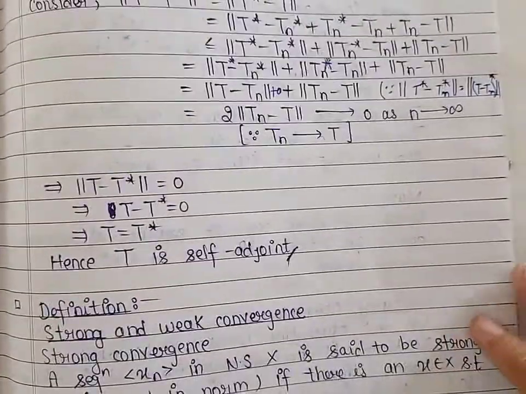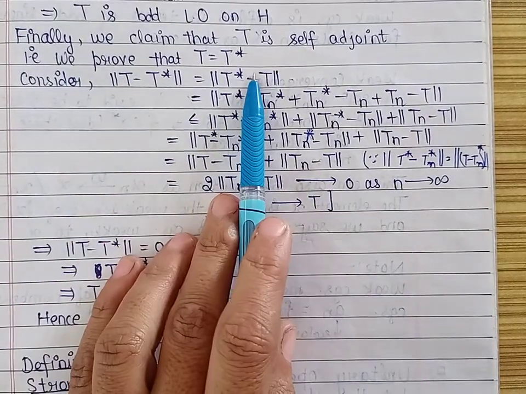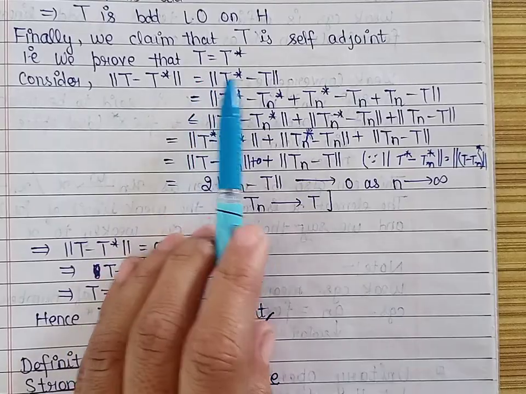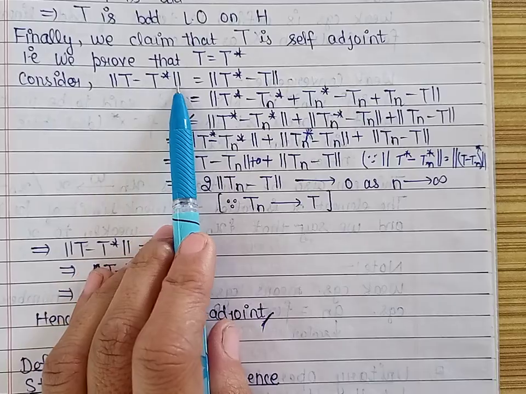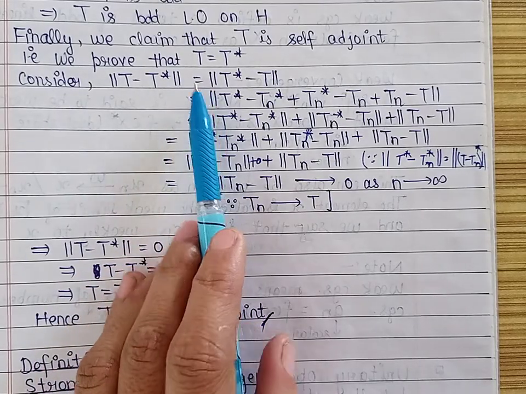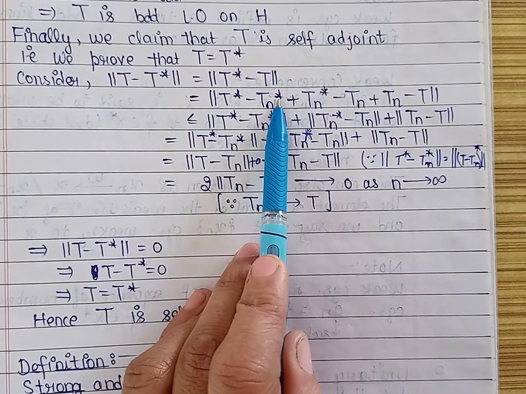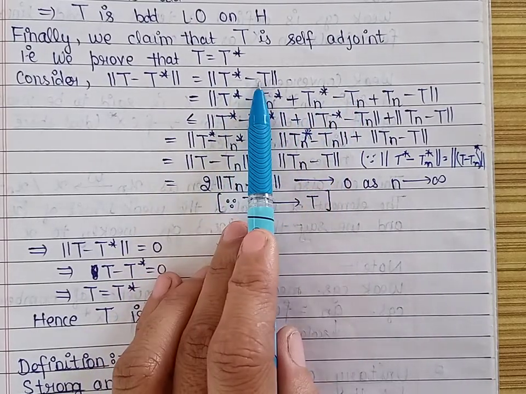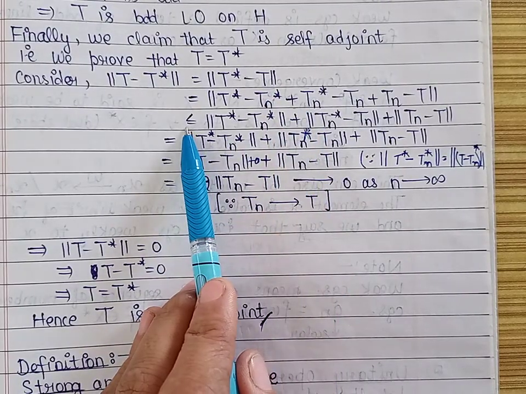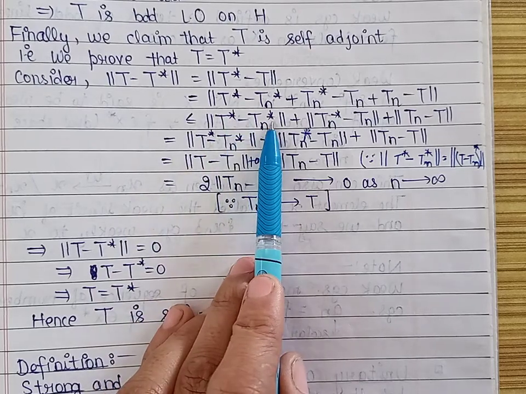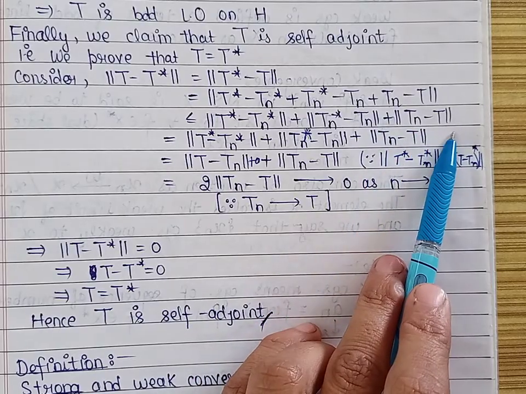Now finally we prove that T is self-adjoint. To prove that T is self-adjoint, we have to prove that T is equal to T star. So let us consider the norm of T minus T star. Now this can further be written as the norm of T star minus T. Adding and subtracting Tn star and Tn inside and applying the triangle inequality, this will be less than or equal to the norm of T star minus Tn star plus the norm of Tn star minus Tn plus the norm of Tn minus T.